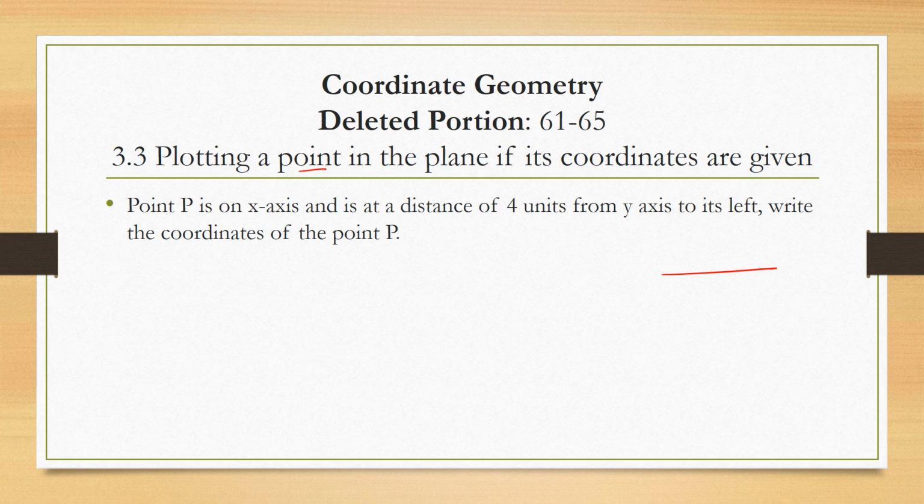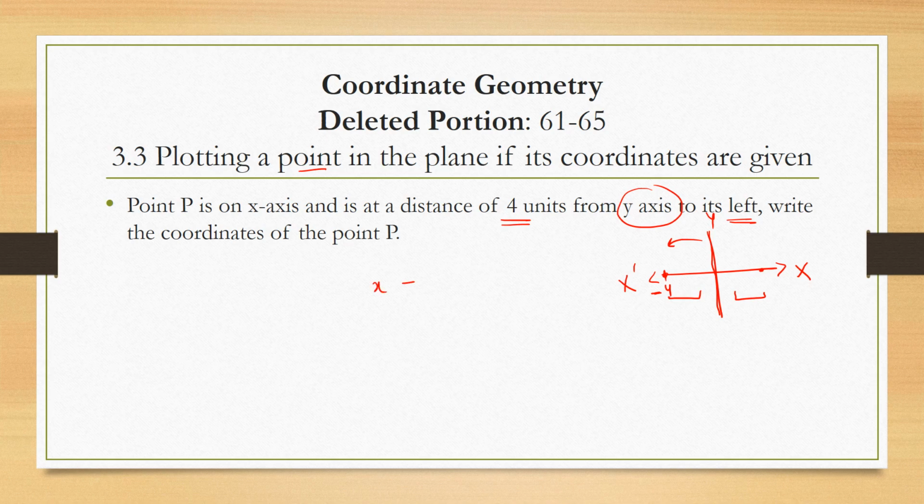So, it is saying that we have x and y-axis. Point P is on x-axis. So, we have two sides of x-axis. One is positive x, one is negative. It is 4 units away from y. So, this is y. It should be 4 units away. But where? Left. Y-axis to its left. So, 4 units from y-axis to its left. Left y is here. Left is this. 4 units. So, we know that it is left hand side.